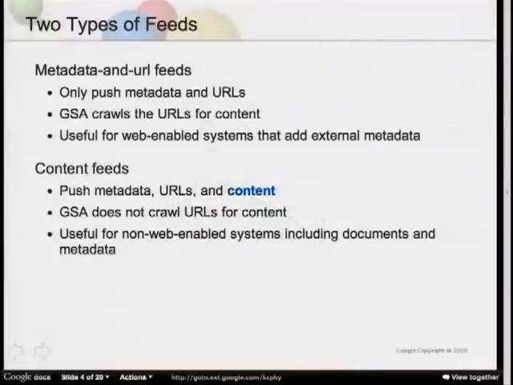Content feeds push the metadata, URLs, and the documents, all the content. This is when you can't send a GET request back to the server. Sending just a URL to the crawler won't work, so you need to be able to include the content. It may be HTML, it may be text, or it may be binary encoded data, such as a Word file or a PowerPoint or a PDF.